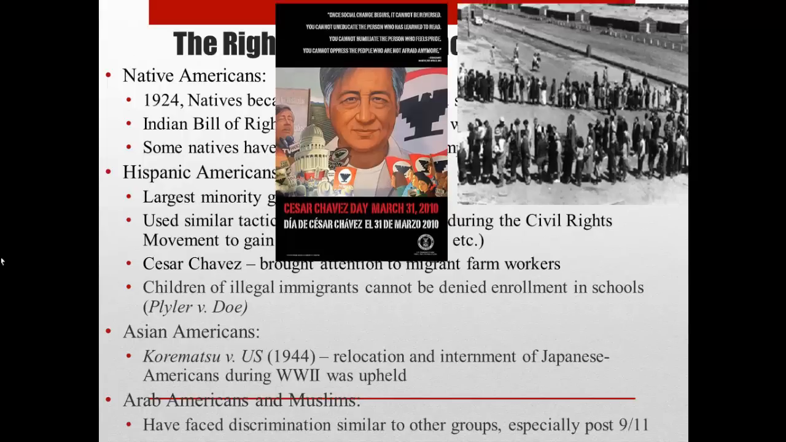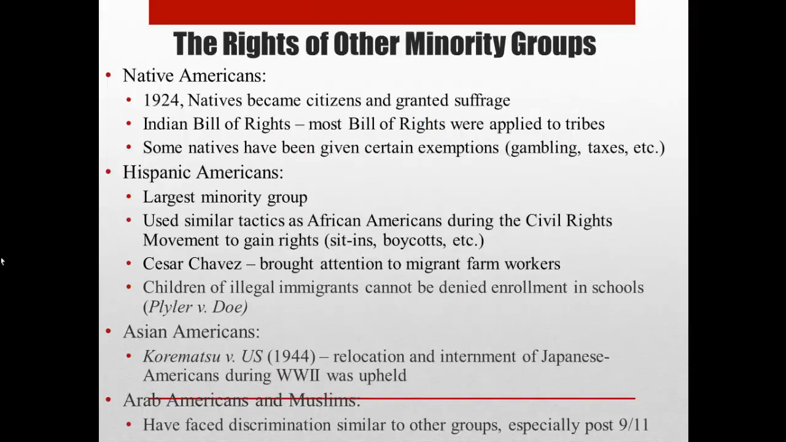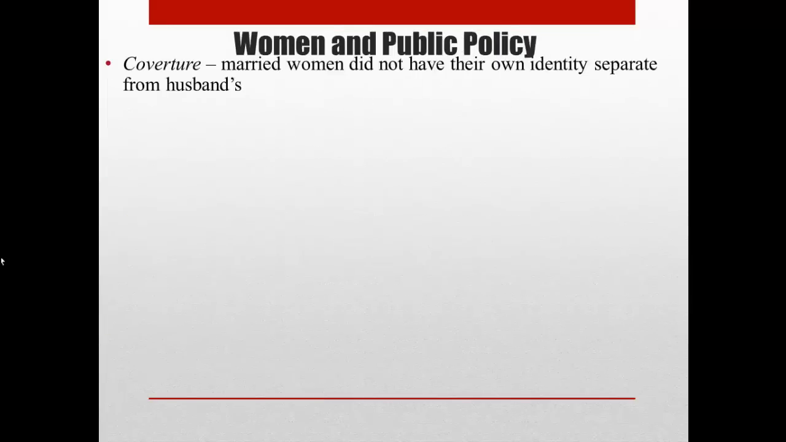Arab Americans and Muslims have faced discrimination similar to other groups, especially in the post-9/11 world. So let's talk about women in public policy. Coverture means that married women did not have their own identity separate from their husbands. And that has been a big idea in American history.